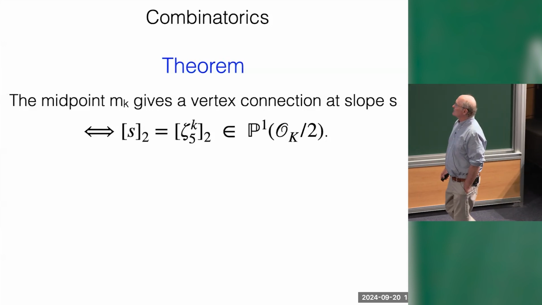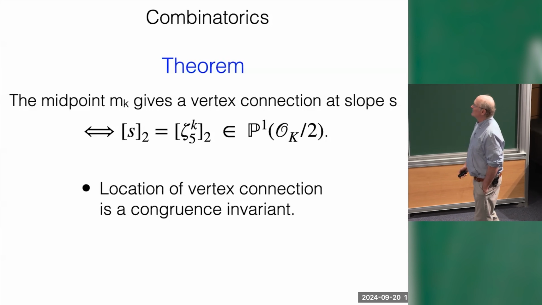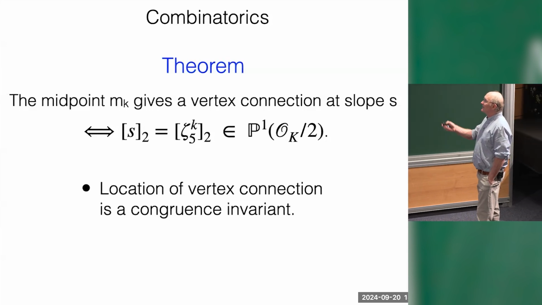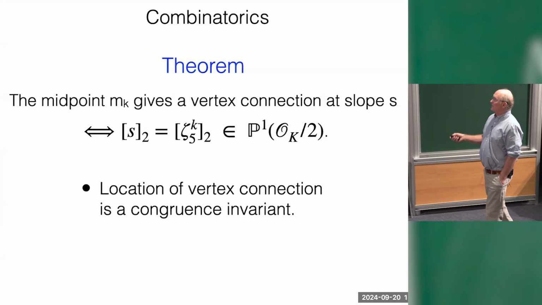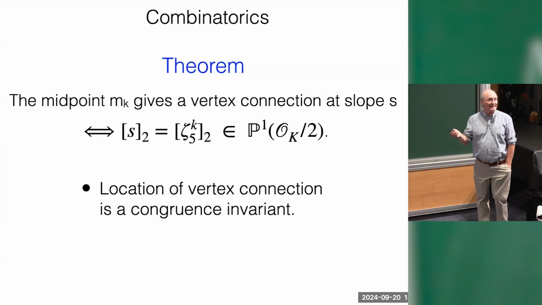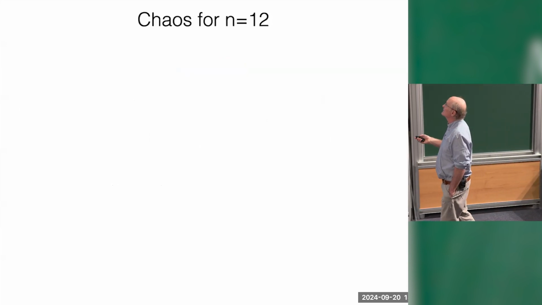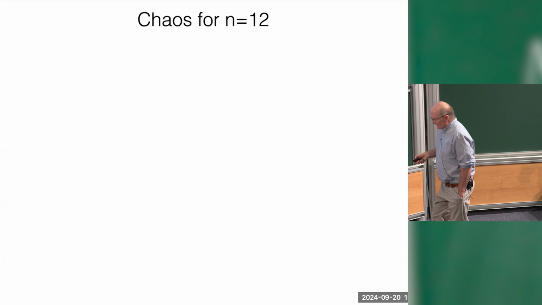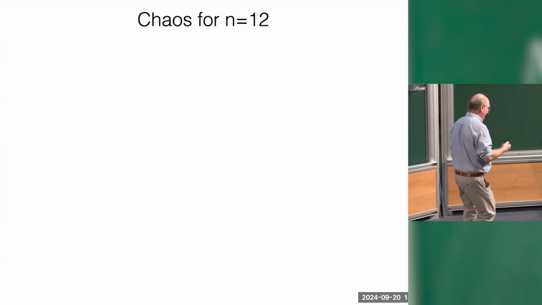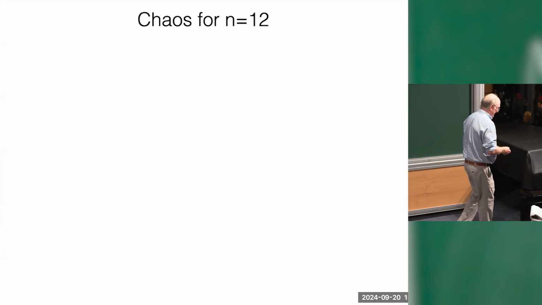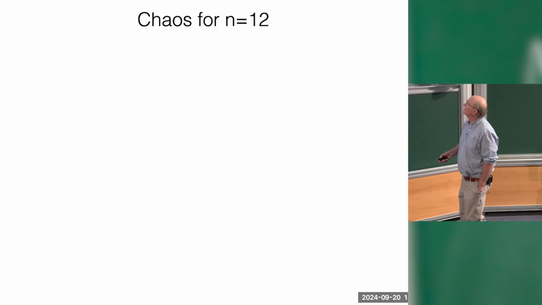Okay, so there's a sort of congruence property that allows one to determine where this vertex connection is. So when this kind of thing happens, I say that the location of the vertex connection is a congruence invariant. It can be determined without doing much computation. You just reduce the slope mod 2, so to speak. So I proved this for 5, and then I proved it for 7, and then I proved it for all odd numbers, and then I proved it for 8, and the proof was a little different. And I proved it for 10, and then I tried to prove it for 12, and I couldn't prove it.